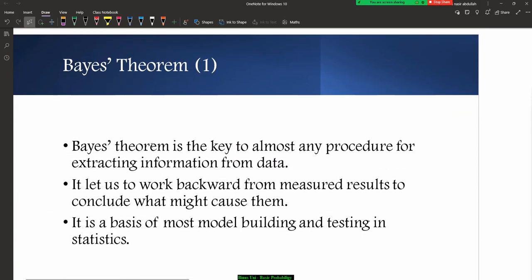So now let's look at the last topic. I hope we have some minutes to cover Bayes theorem. Bayes theorem is the last topic for today for basic probability. Bayes theorem is a key to almost any procedure for extracting information from data. It lets us work backward from a measured result to conclude what might cause it. So it is a basis for most model building and testing in statistics, such as naive Bayes. Many statistical models use Bayes theorem as a basis of model building.